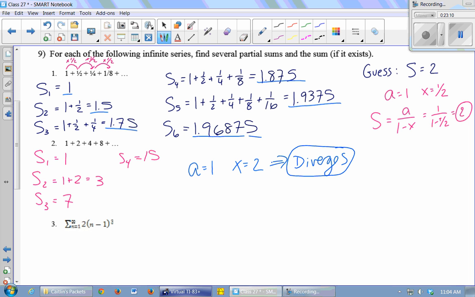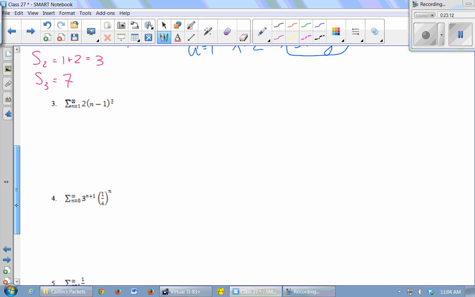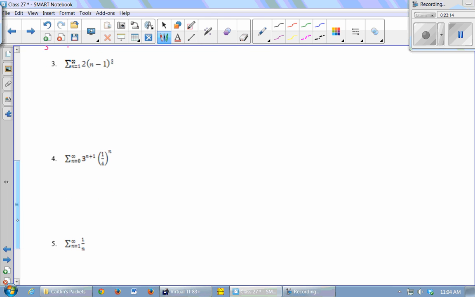All right, let's do 3, because that looks a little bit intimidating. 4 and 5 will be similar. Okay. So I want to do 3 together because you haven't seen summation notation for a while. So that says the sum from n equals 1 to infinity of 2 times n minus 1 cubed. So you want to plug in a 1 and then plug in a 2 and then plug in a 3 and add them all up.